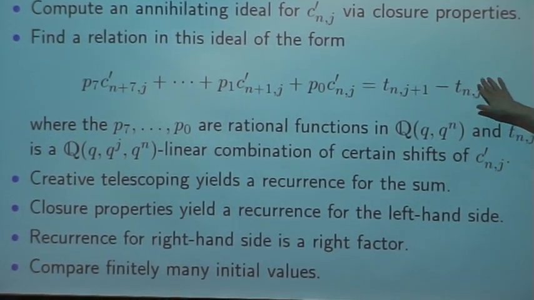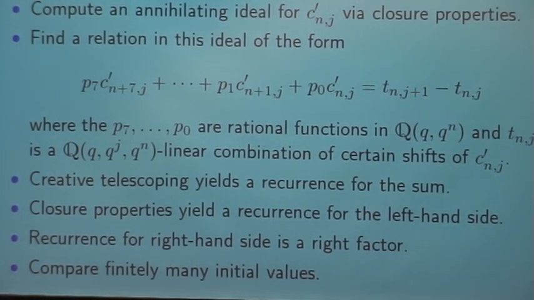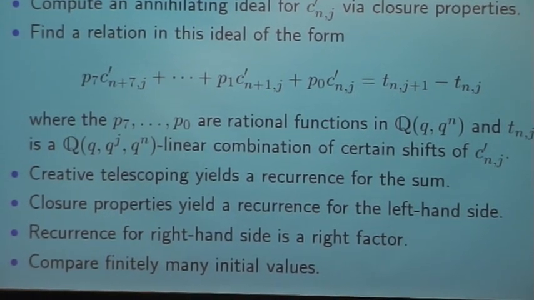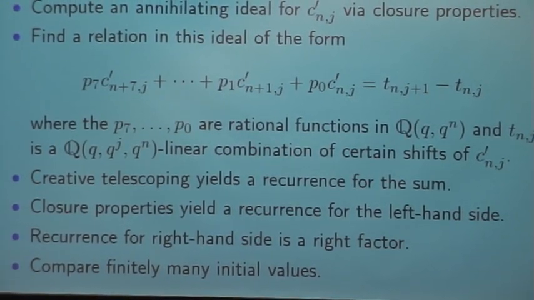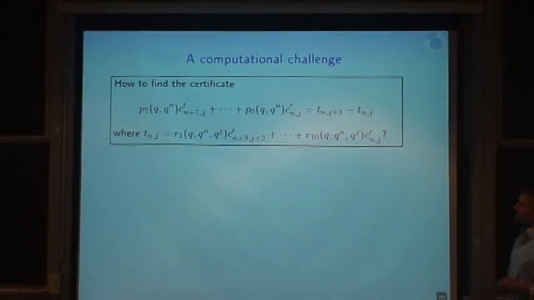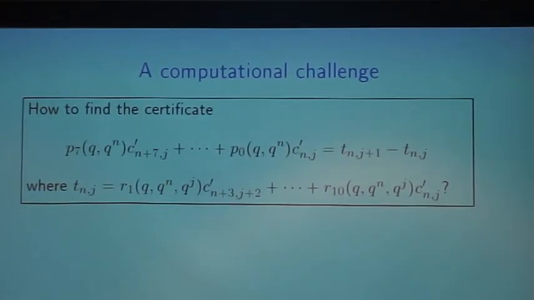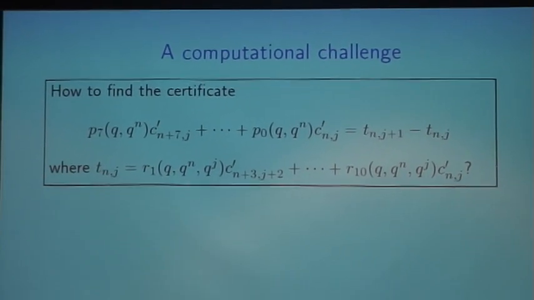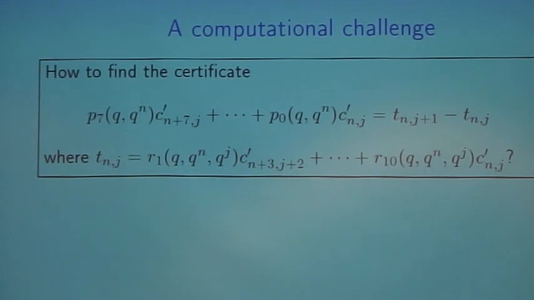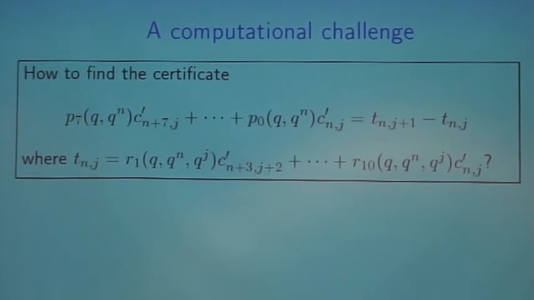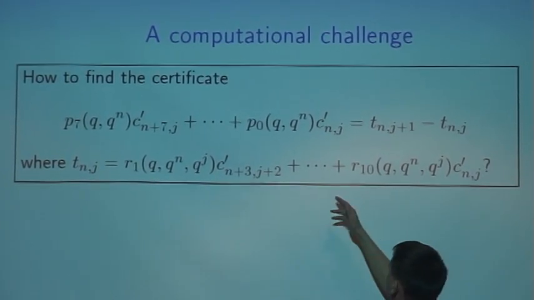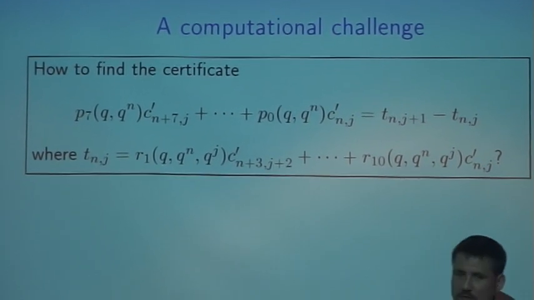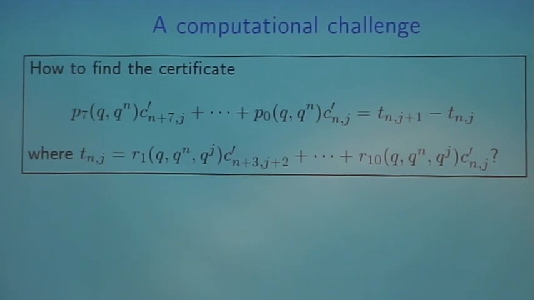But we have to find this certificate relation that allows us to apply creative telescoping. The rest of the talk will be dedicated to how we find such a relation. So here I just restate the problem. It turned out in the end that we have 10 of these terms, and these are some arbitrary shifts, just to give an impression of how it looks in principle.